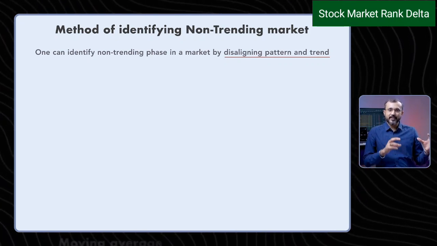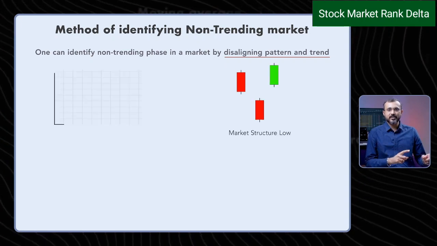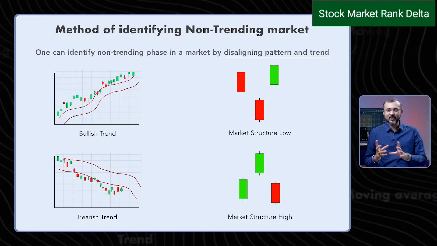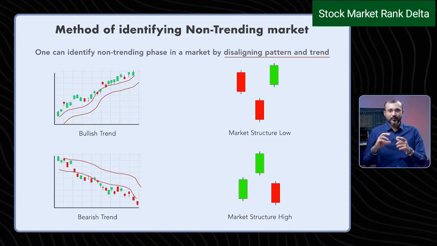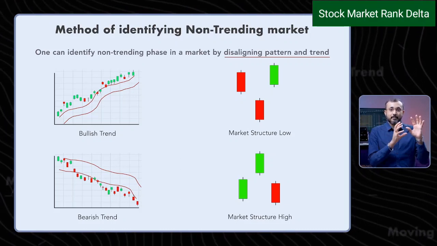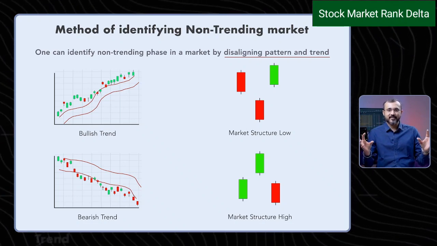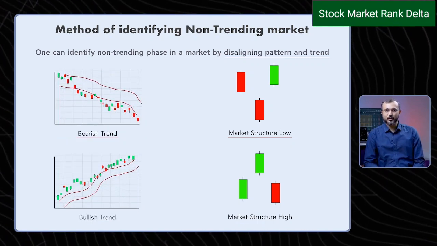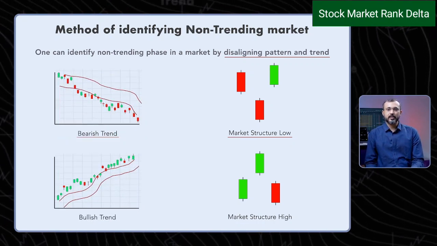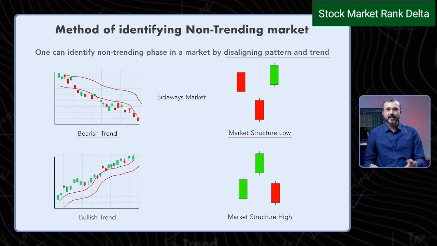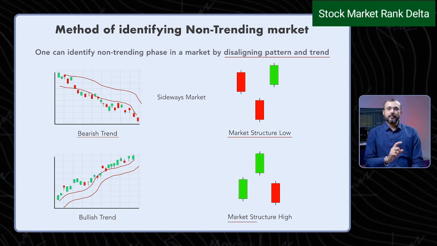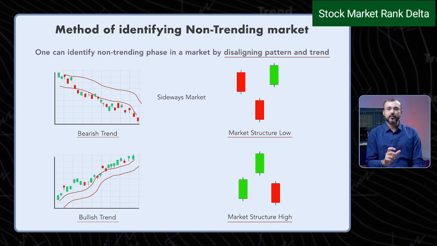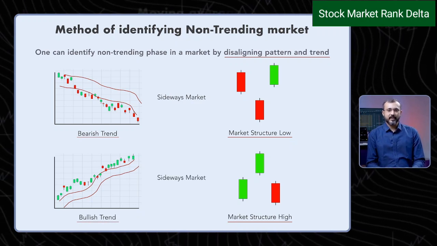In the first part, we discussed that if the pattern is bullish and the trend is bullish, we get a trending market. Now, just to identify that it's a non-trending market, how are we going to do that? We are just disaligning the pattern and the price trend. That means the pattern is bullish, but the trend is bearish. So bearish trend, but bullish pattern: markets will go sideways. Similarly, if a bearish pattern is formed in a bullish trend, the markets tend to go sideways. So this is a simple way.